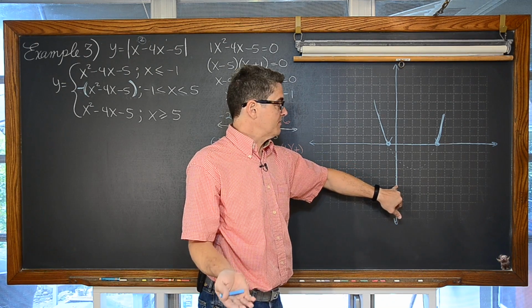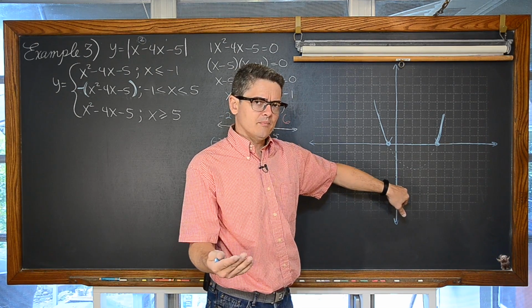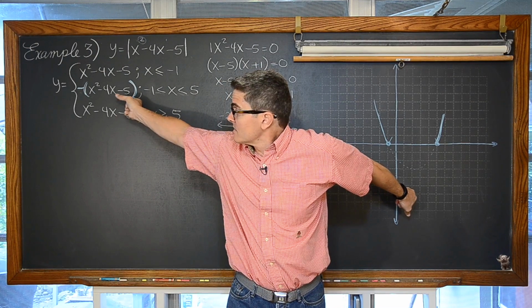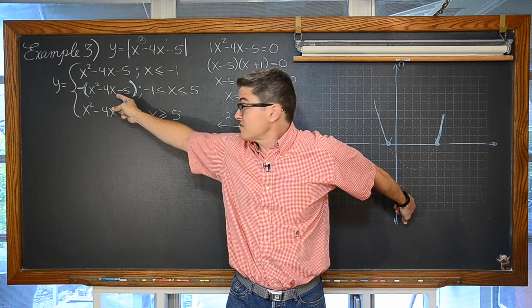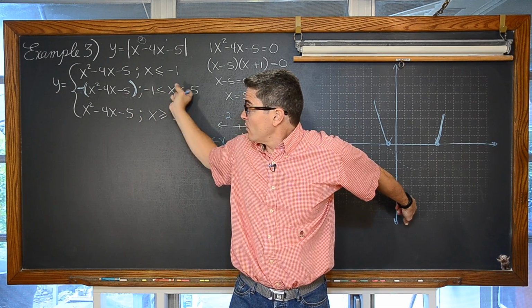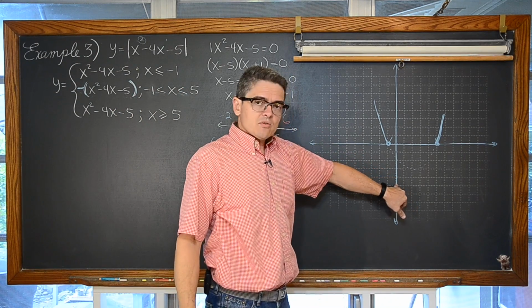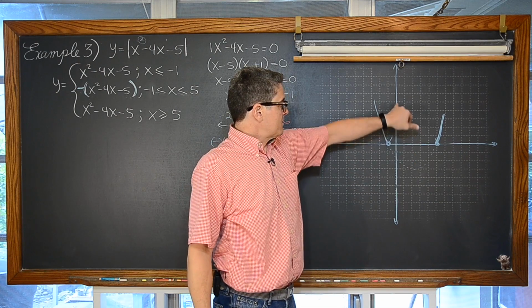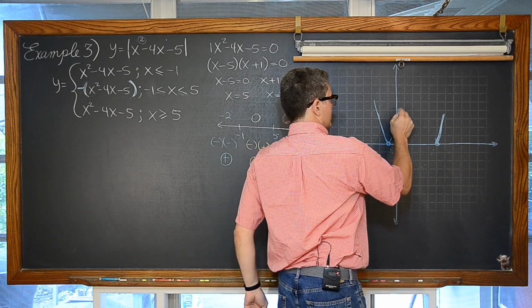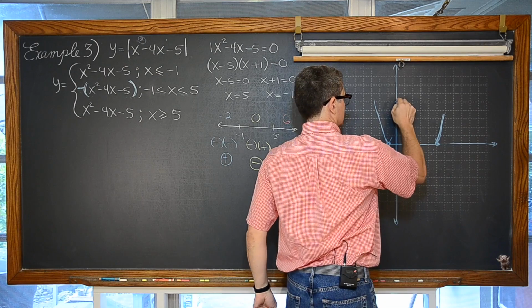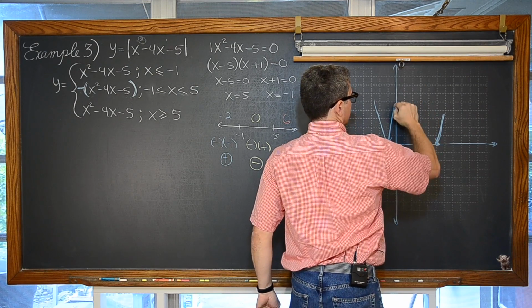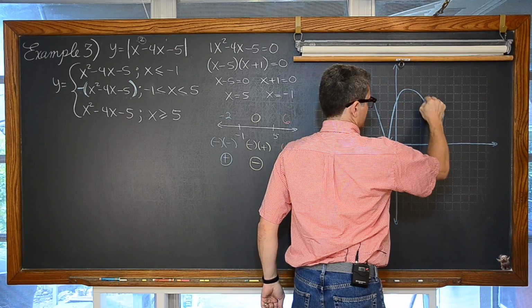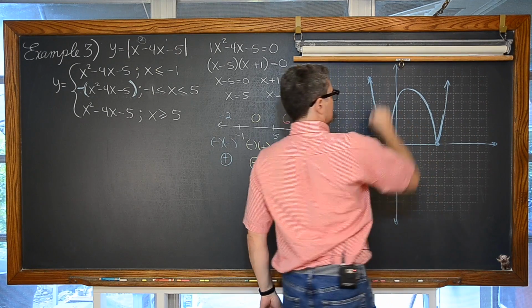Well, with that reflection, or with the absolute value symbol having to be replaced with a set of negative parentheses for the values between -1 and 5, instead of intersecting at -5, it's going to intersect at +5. 1, 2, 3, 4, 5. And the graph is going to look, I have a feeling as sharp as that, it's going to go up quite high, but it's going to look something like this.